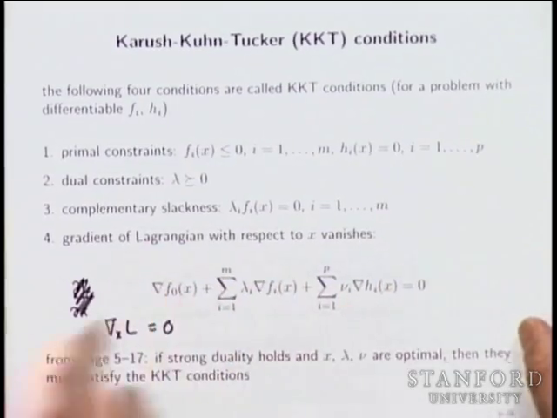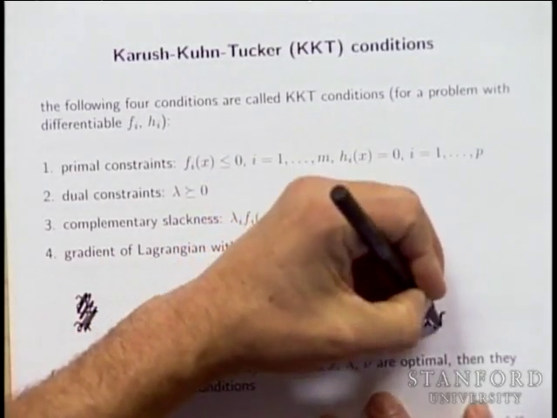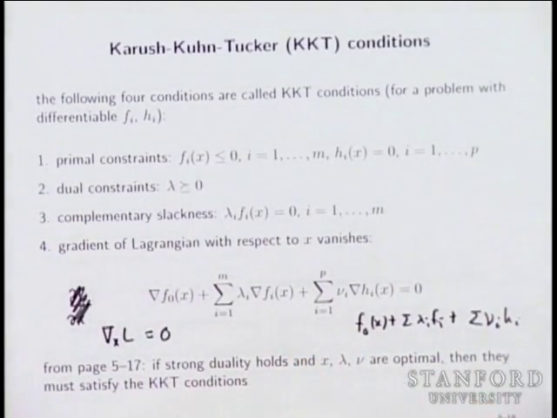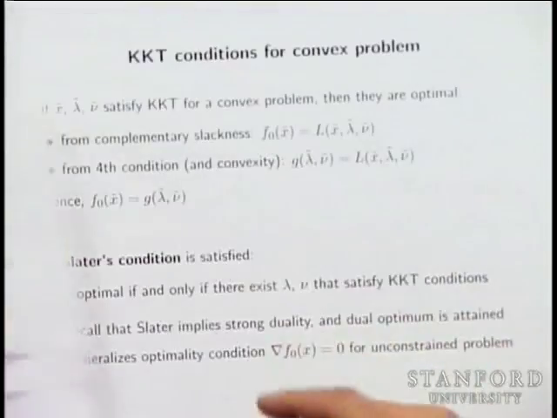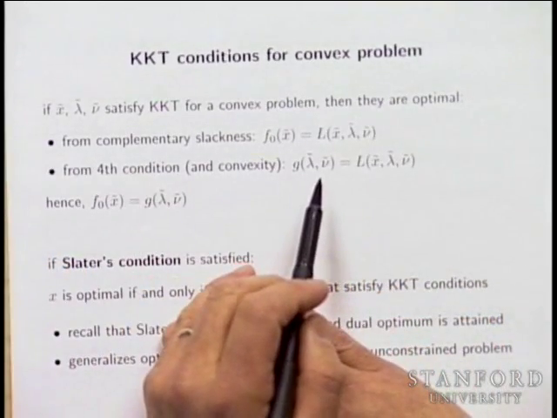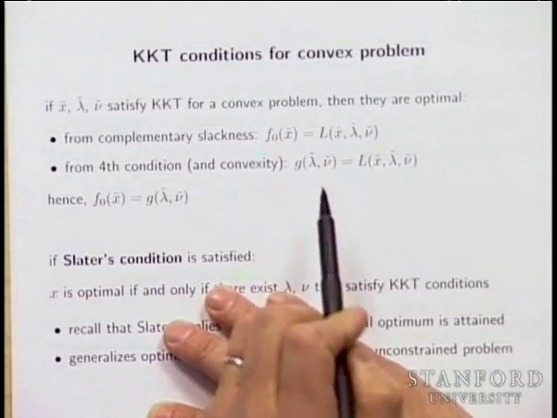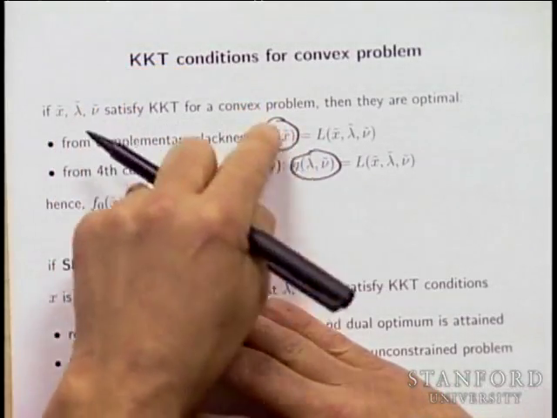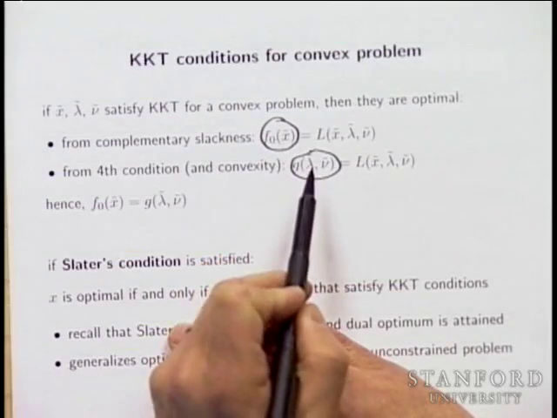This condition says that the convex function f0 of x plus the sum of lambda i fi plus the sum of nu i hi has a gradient that vanishes. If it has a gradient that vanishes, and it's a convex differentiable function, then that point is the minimizer. Therefore, x tilde is a minimizer of the Lagrangian. And therefore, if I evaluate L of x tilde, lambda tilde, nu tilde, I get g. Hey, I'm done, because now I've just shown that these two are equal. That's an objective, which is obviously an upper bound on the optimal value. That's a lower bound. They're equal.